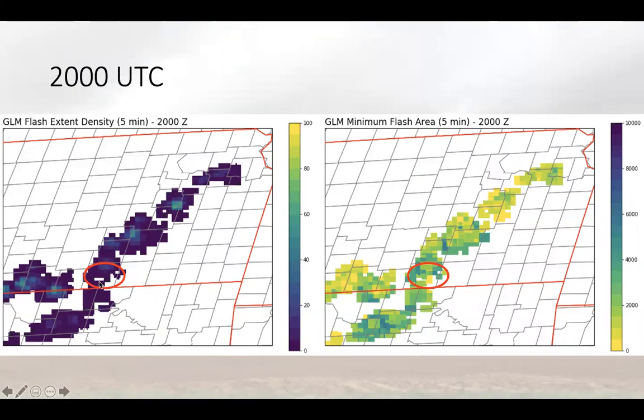When looking at that in the GLM data, FED values are fairly low in that region. Not really a lot of activity as of yet, likely from other flashes in the area. Again, with minimum flash area, we're not really seeing much. It's a scattered distribution of sizes, not very organized. We're seeing flashes below 2,000 and well above 4,000 as well in this area.